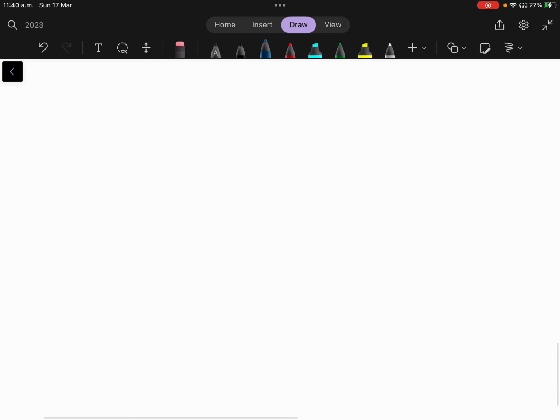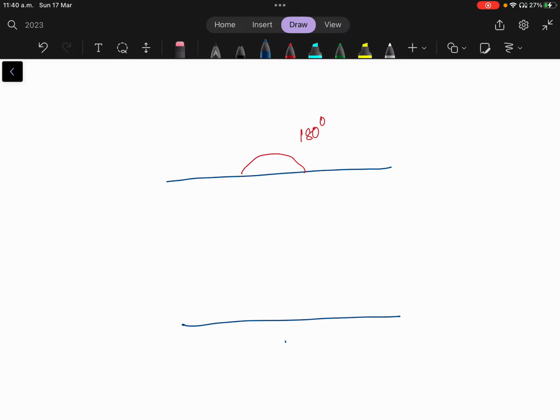Now there's another one. If I have a straight line, this whole angle is nothing but 180 degrees. And if I have one line, and this angle, this is called the full rotation. This is nothing but 360 degrees.